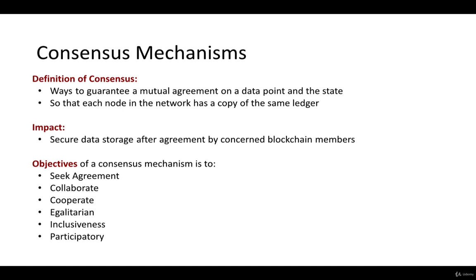And consensus mechanism comes in various forms, and depending on the number of peers involved, how do they agree, how many will be required to come together, we have different consensus mechanisms which we will see in the next slide. The most basic and the very common consensus mechanism is by Bitcoin, which is called proof of work. So consensus, in other words, as we said over here, ways to guarantee mutual agreement, it's also something like a voting. So a dynamic way of reaching an agreement.